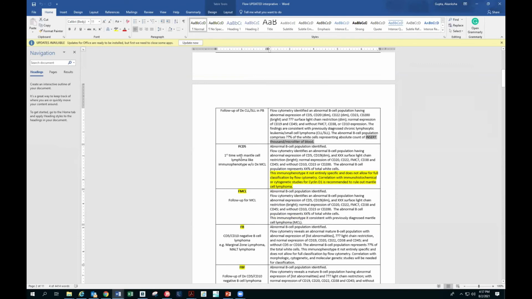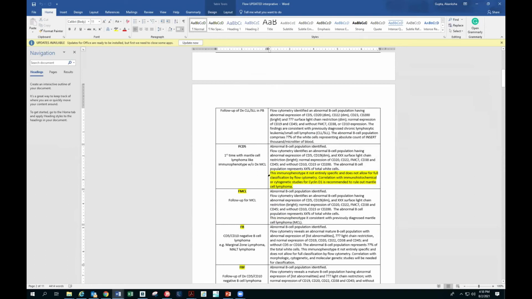CD5. So then comes mantle cell. First time mantle cell lymphoma, they would mention abnormal B cell again. So the top line would be most of the times the same. And they would then say abnormal expression of CD5, dim CD19, surface light chain bright, and then normal expression of CD20, 22, FMC7, 38, and so forth, without CD10, 200, and 23.